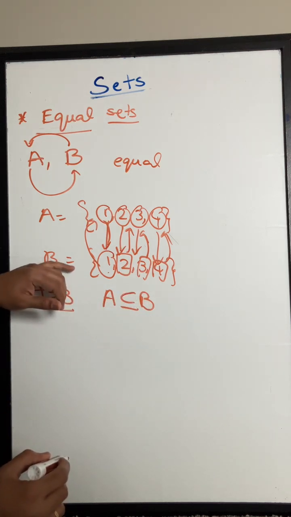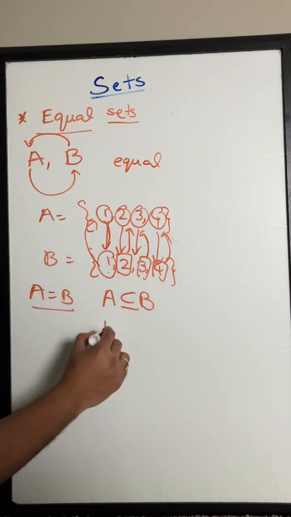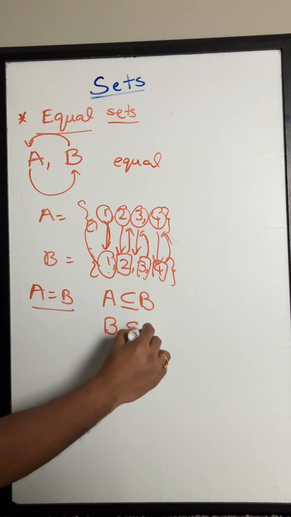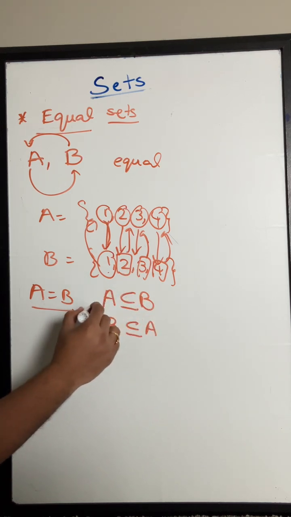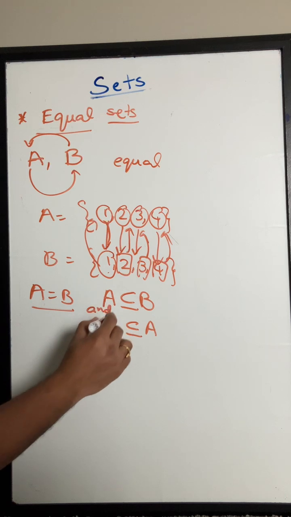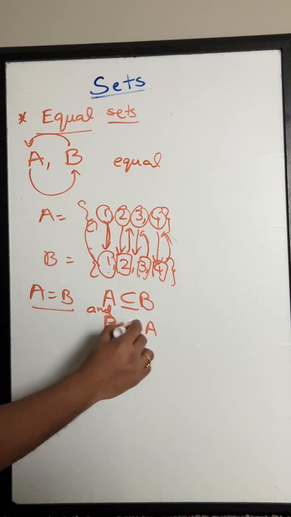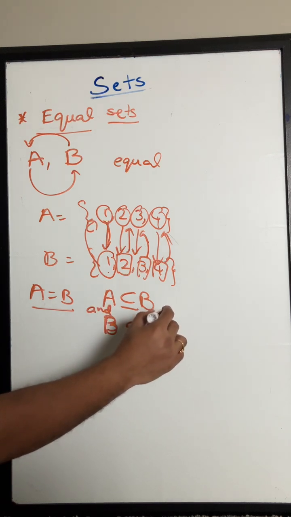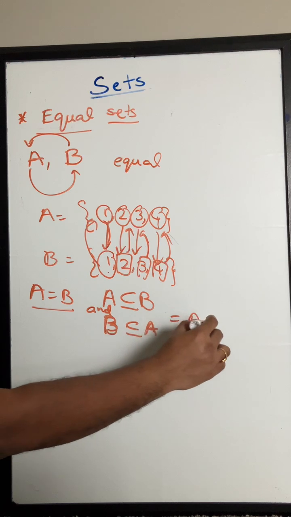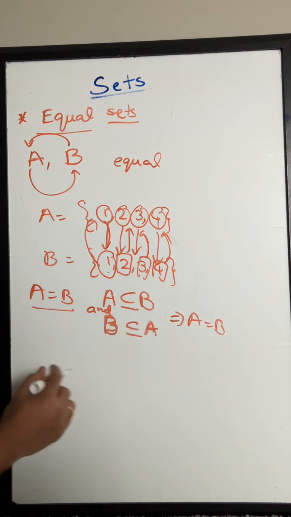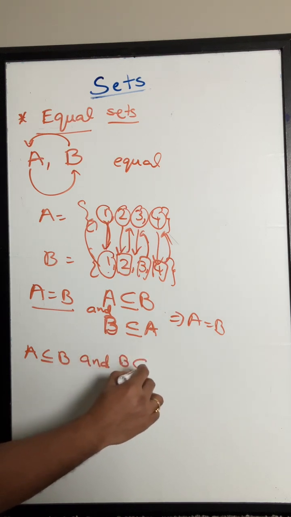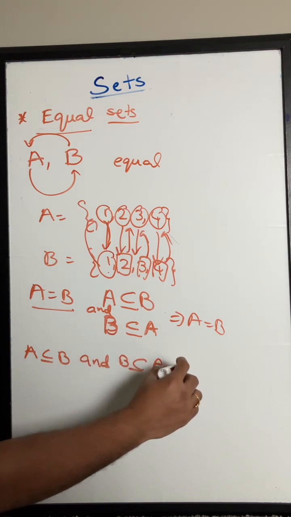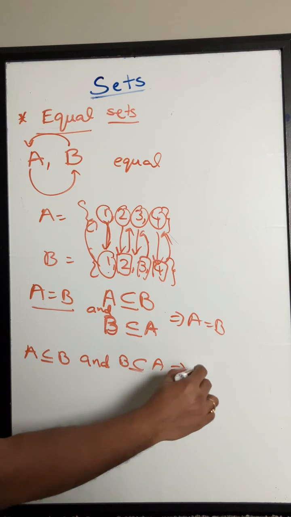Every element of b should be present in a. How do we represent this? Like this. If every element of a should be present in b and every element of b should be present in a, that means a equals b. Did we derive the statement? When a is a subset of b and b is a subset of a, then a equals b.